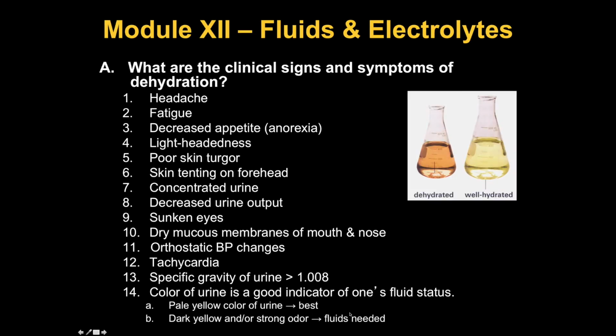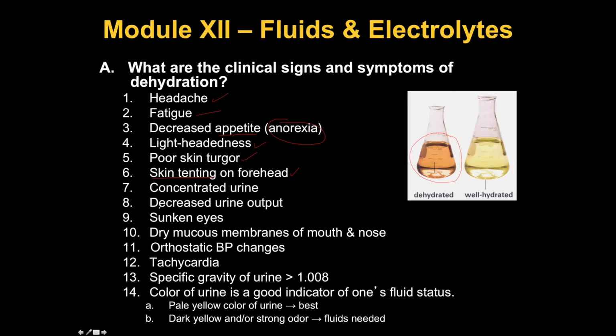What are the clinical signs and symptoms of dehydration? Well, it could be simply nothing more than a headache, fatigue. They could have decreased appetite, also known as anorexia. They could have lightheadedness, poor skin turgor. So the skin loses its flexibility, so to speak, a little bit. You can get skin tenting on the forehead, so the skin tends to bundle together a little bit if you squeeze it together. You get concentrated urine, so somebody who's dehydrated, their urine may actually look very dark yellow and may have a heavy odor to it.